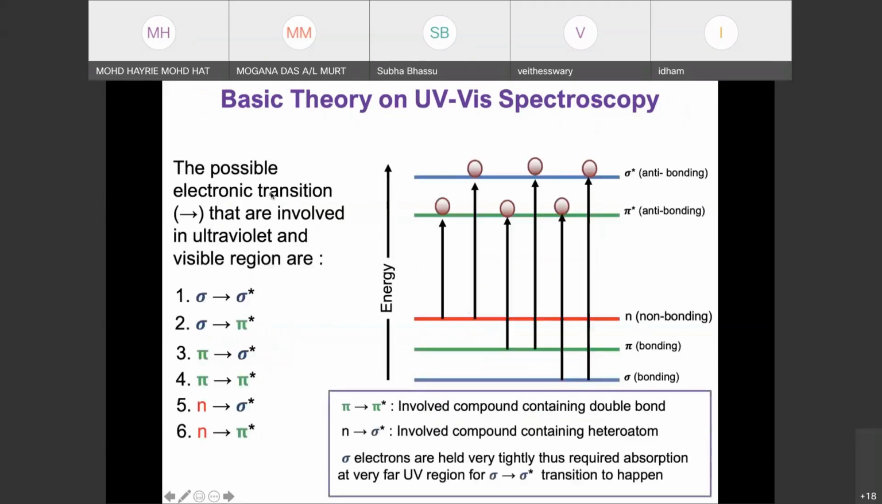The possible electronic transitions involved in the ultraviolet and visible region are sigma to sigma star, sigma to pi star, pi to sigma star, pi to pi star, n to sigma star, and n to pi star. Basically, pi to pi star involves compounds containing a double bond, and n to sigma star involves compounds containing a heteroatom. Sigma electrons are held very tightly, thus requiring absorption in the very far UV region for sigma to sigma star transition to happen. So saturated compounds like alkanes won't be detected by UV-based spectroscopy.